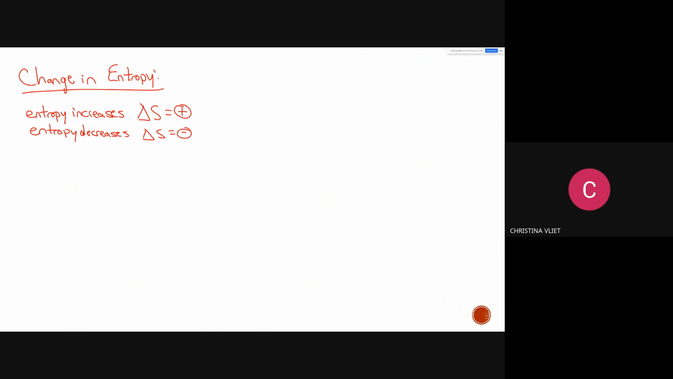What about delta G, the signs of delta G? If delta G is positive, what does that tell us? Reaction is not spontaneous, meaning it does not happen. So if your delta G is positive, the reaction currently will not happen. Your reactants will not turn into products. If delta G is negative, what does that mean? The reaction is spontaneous.